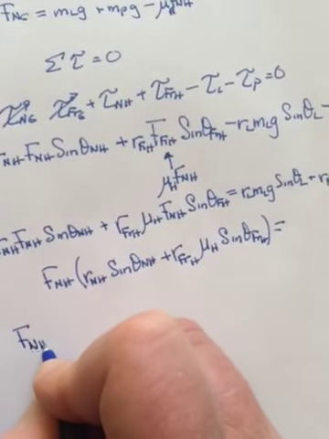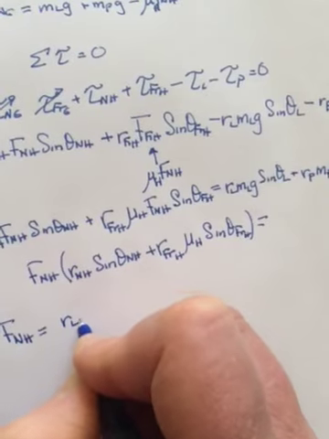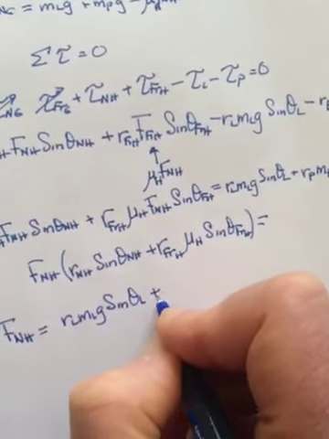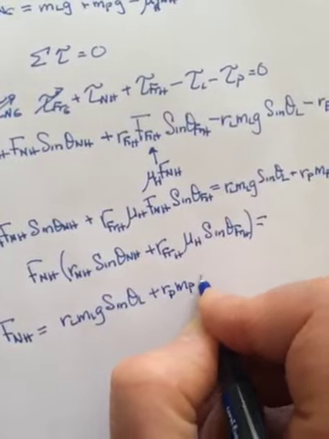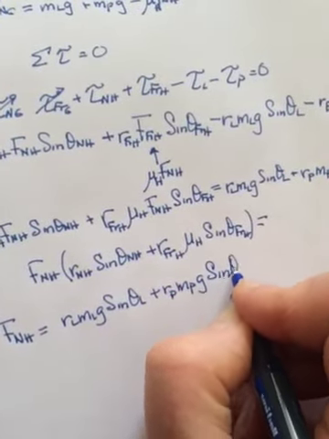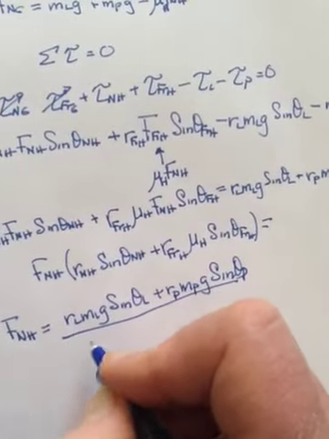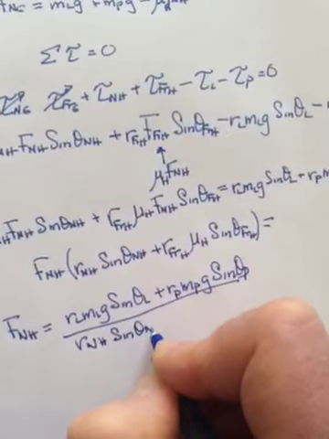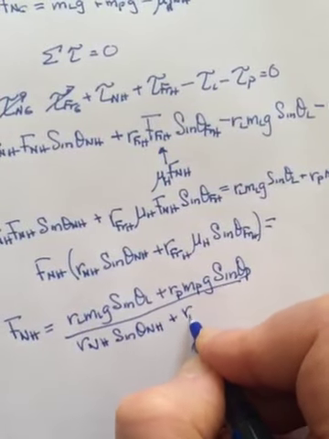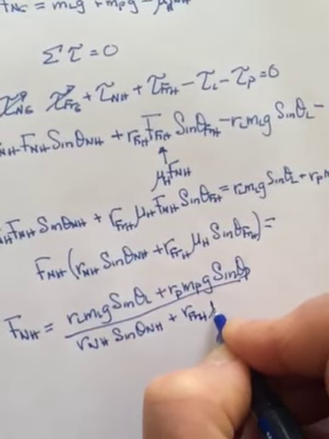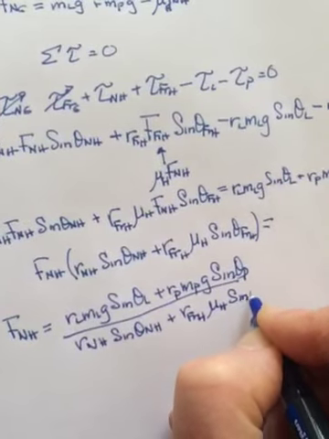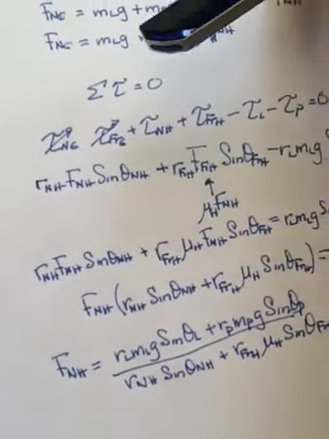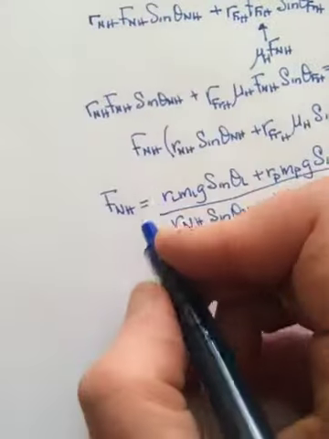So F normal of the house equals R of the ladder, M of the ladder, G, sine theta of the ladder, plus R of the person, M of the person, G, sine theta of the person, divided by your bracket. So R normal of the house, sine theta normal of the house, plus R of friction house, mu house, sine theta friction house. And now fill in your numbers. How are we doing for time? And we might actually get to finish this.